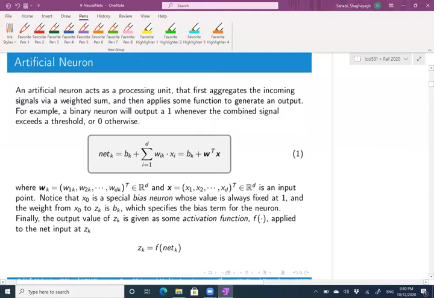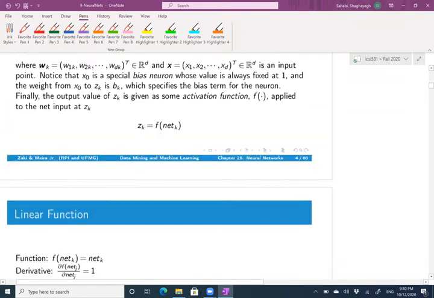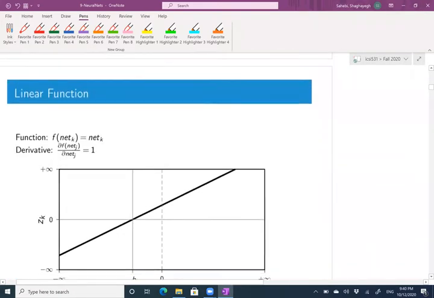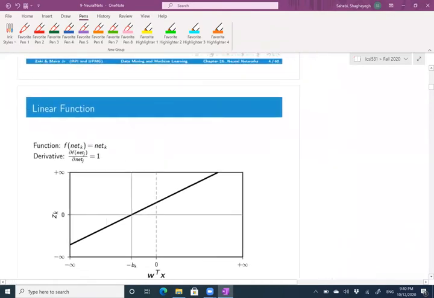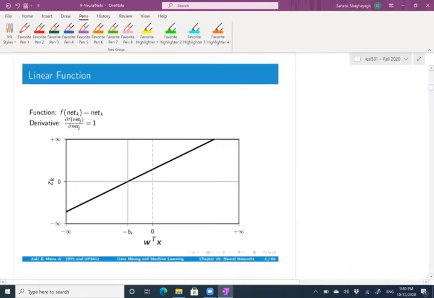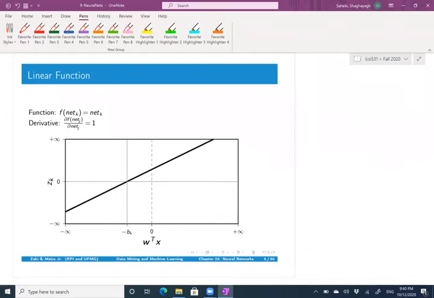Now, what are the choices of these activation functions? We can have different kinds of functions for f. We are going to see some of these activation functions, and some of their properties. So the easiest one is just a linear activation function. When we have a linear activation function, it works as an identity function. So we can say that f of net k is equal to net k itself.